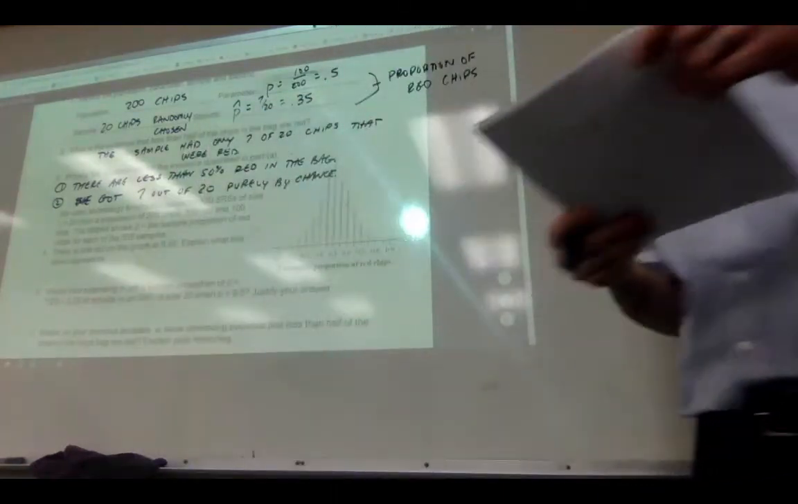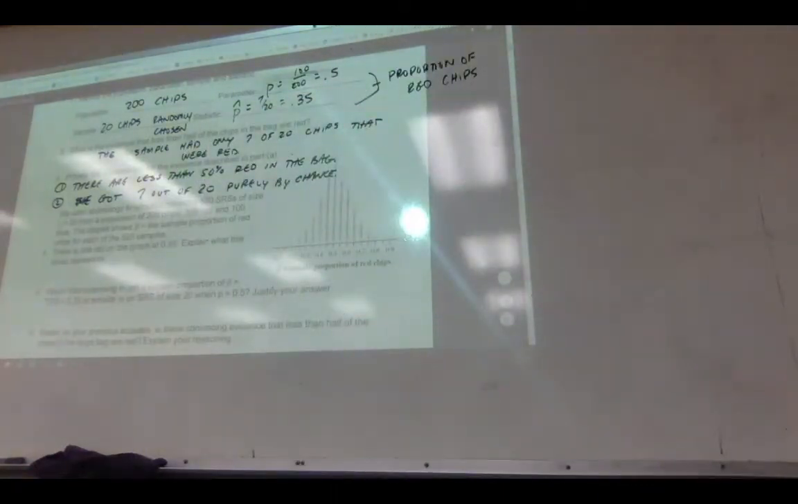Okay, so then we use technology to simulate choosing 500 simple random samples of size n equals 20 from a population of the 200 chips, 100 red and 100 blue. The dot plot shows p hat, the sample proportion of red chips in each of the 500 samples. So what happened here? Talk me through the experiment.